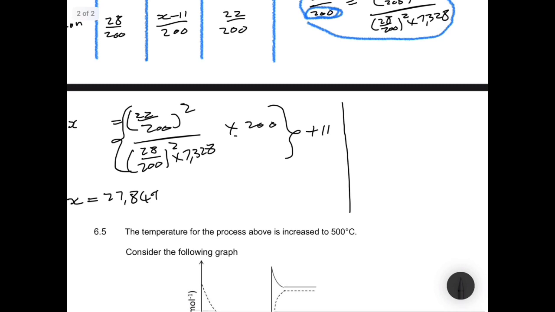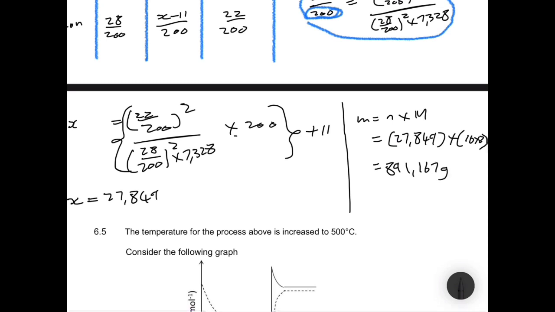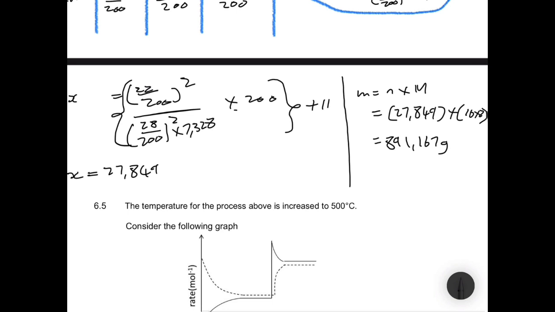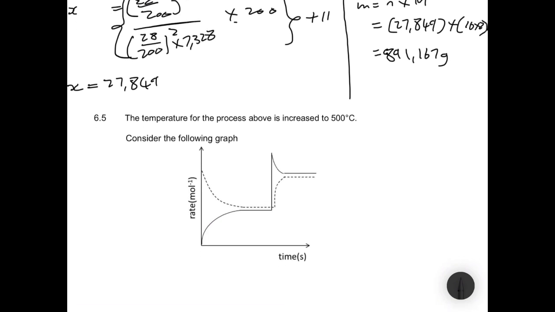So now we can use those number of moles to calculate the mass of O2 initially. So we know that the mass is equal to the number of moles multiplied by the molar mass. So that will be 27.849 multiplied by 16 multiplied by 2. Yes, so that will give you 891.167 grams. This is a bit lengthy. You can rewind the video so that you can get more clarity.